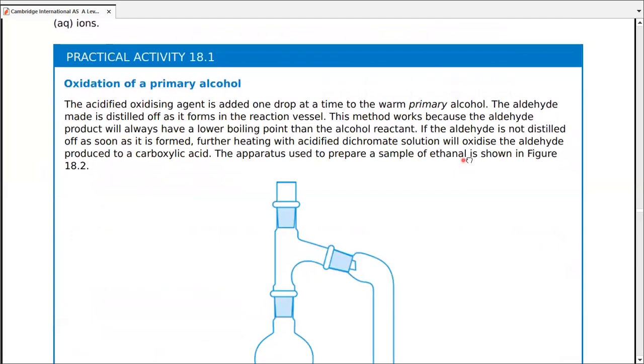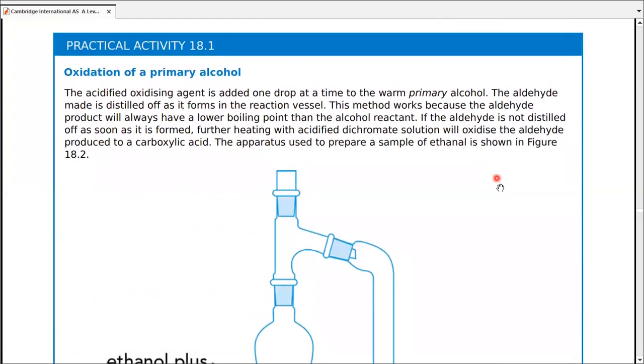So let's go for a practical activity and understand this. We have a primary alcohol that we're going to oxidize with the help of acidified oxidizing agent. And remember, the acidified oxidizing agent is added 1 drop at a time to warm primary alcohol. The aldehyde made is distilled off as it forms in the reaction vessel. This method works because the aldehyde product will always have a lower boiling point than the alcohol reactant.